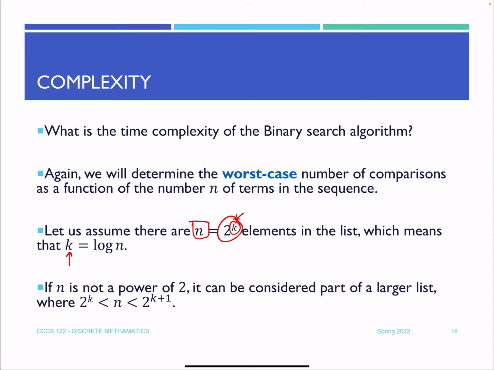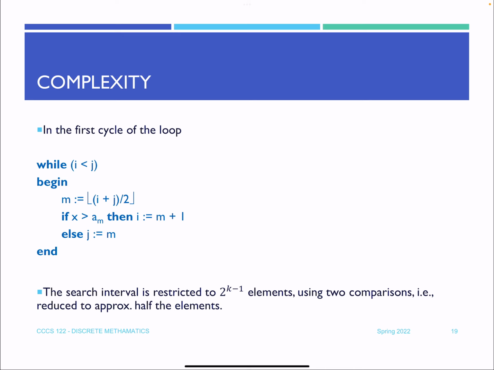If you have a number of elements n that is not exactly a power of 2, so let's say n is somewhere between 2 to the power k and 2 to the power k plus 1, then for this purpose you can just assume the number of elements to be 2 to the power k plus 1. In the binary search algorithm, we of course also had a while loop over here, depending on this condition.